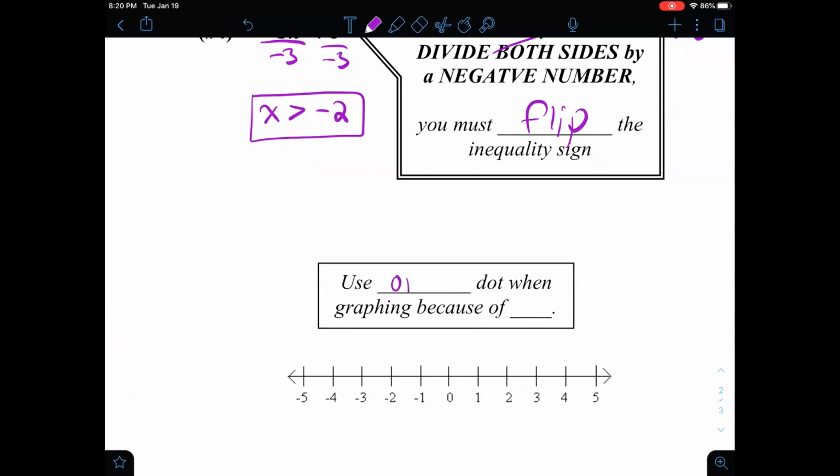All right, open or closed dot? It's open because it's just greater than. So an open circle on negative 2. Shade to the right.